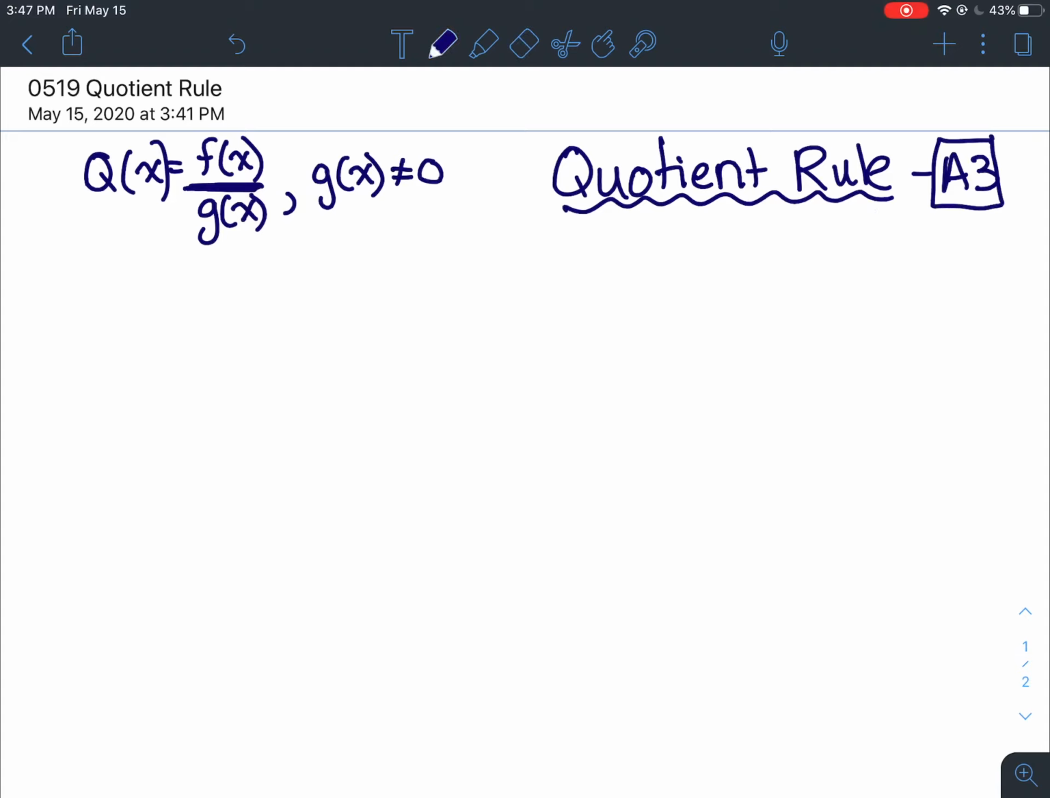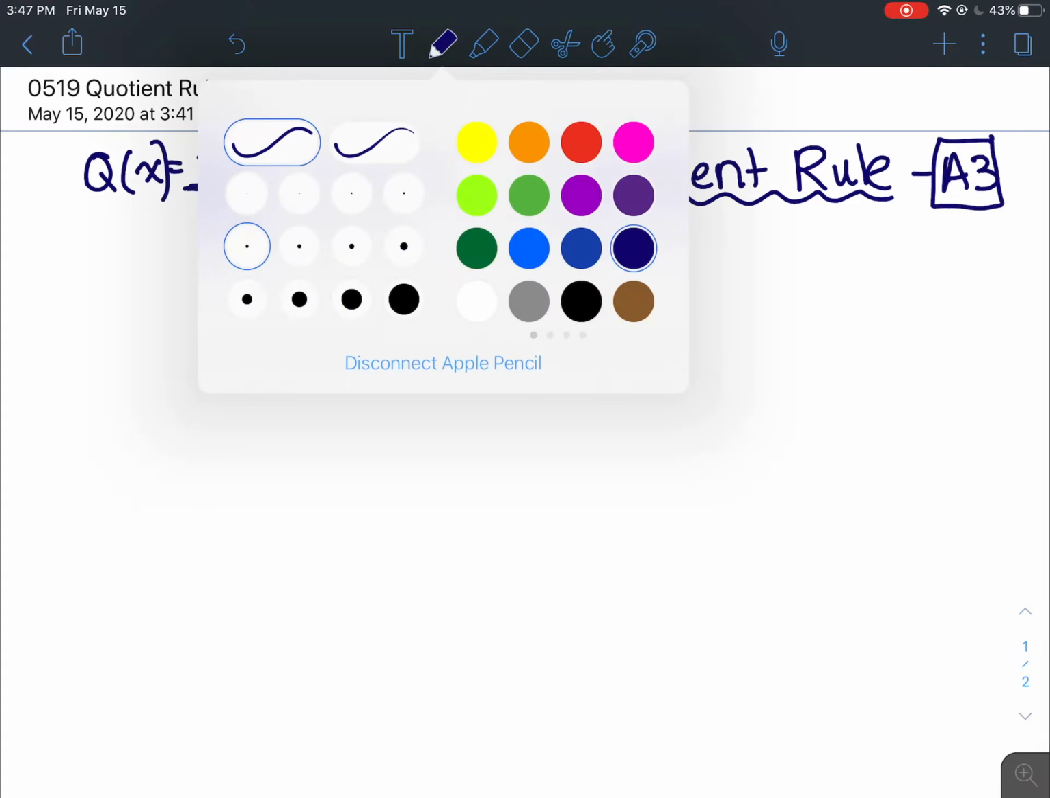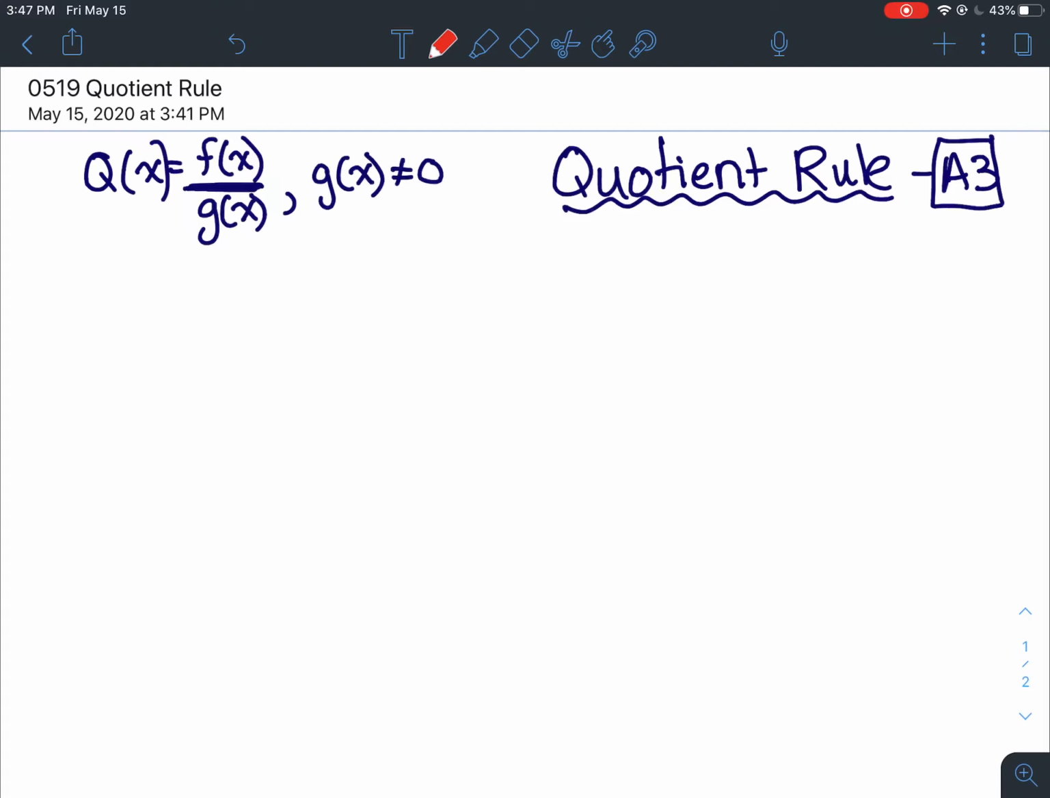Oftentimes with the product rule and the quotient rule, you're going to need the chain rule. So we've got to learn that. That's our last rule, which we need to learn really fast because it's often used in combination with the product rule and quotient rule. Okay, so we're actually going to take the product rule and use that to help us figure out the quotient rule.